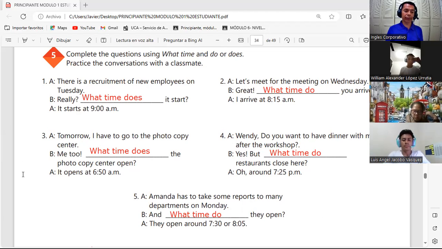Repeat after me, please. There is a recruitment of new employees on Tuesday. What time does it start? It starts at 9 a.m.